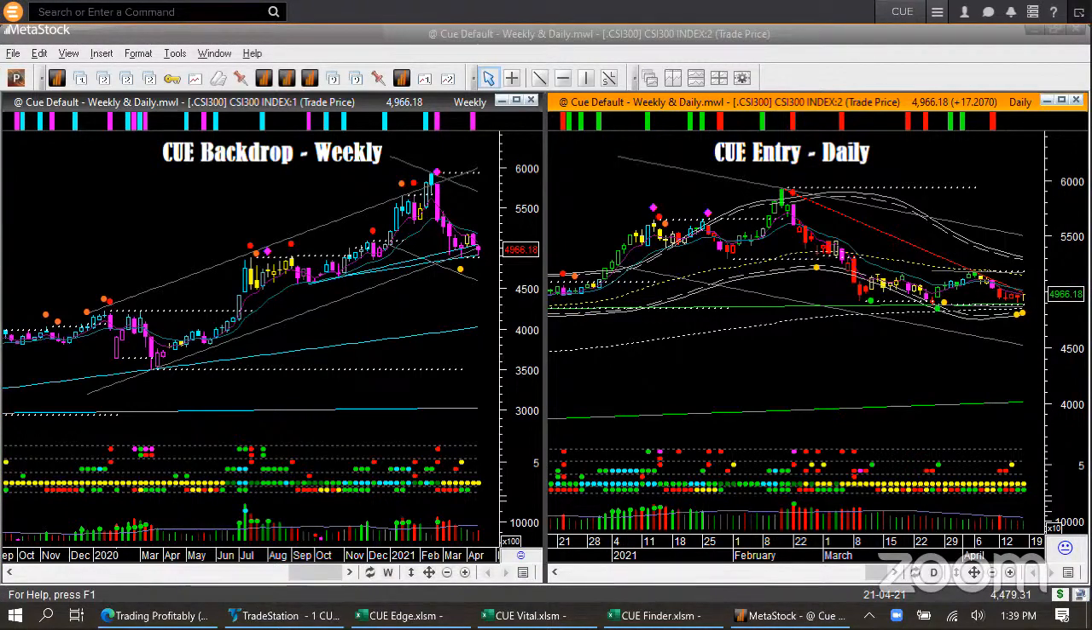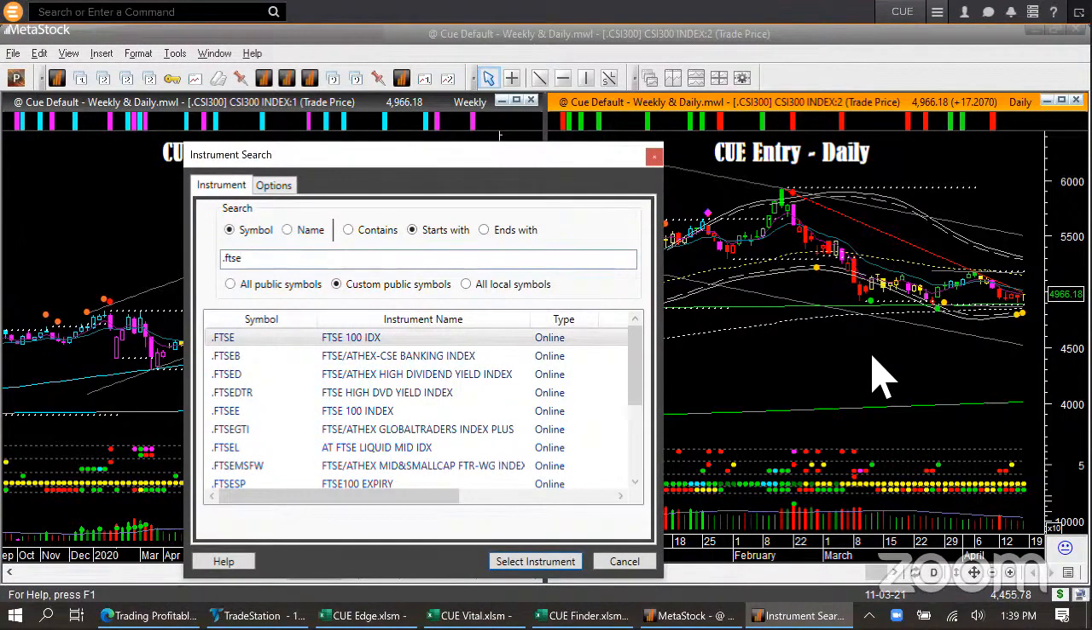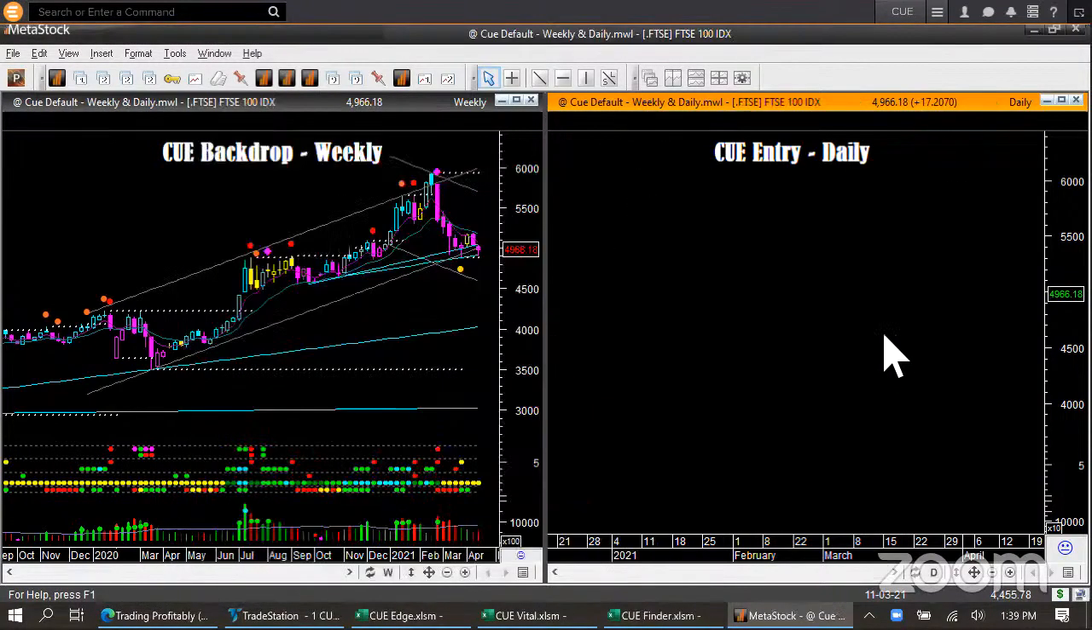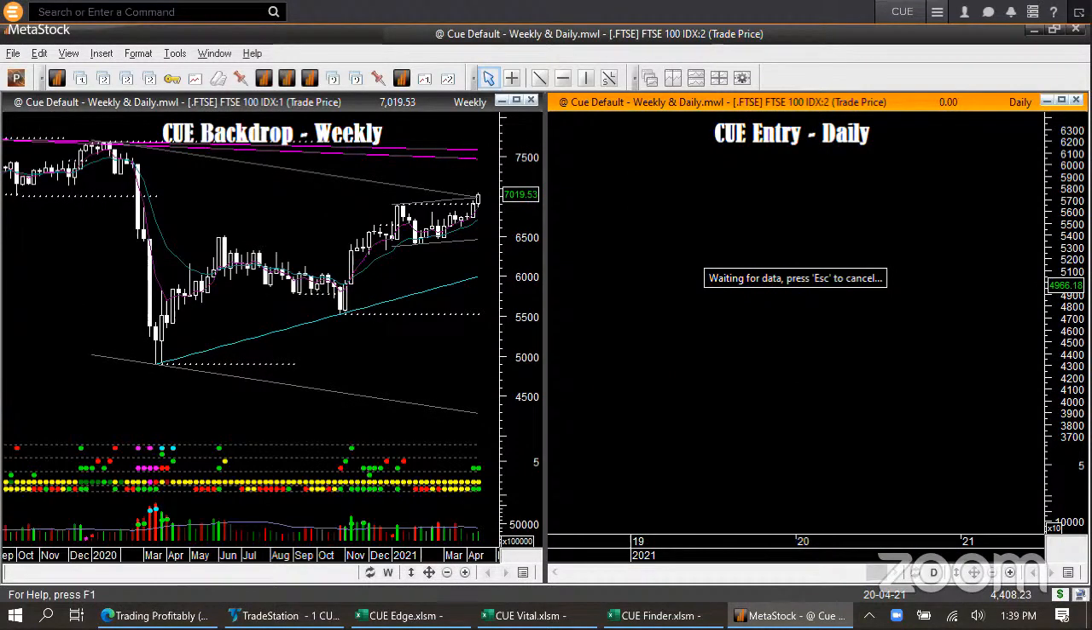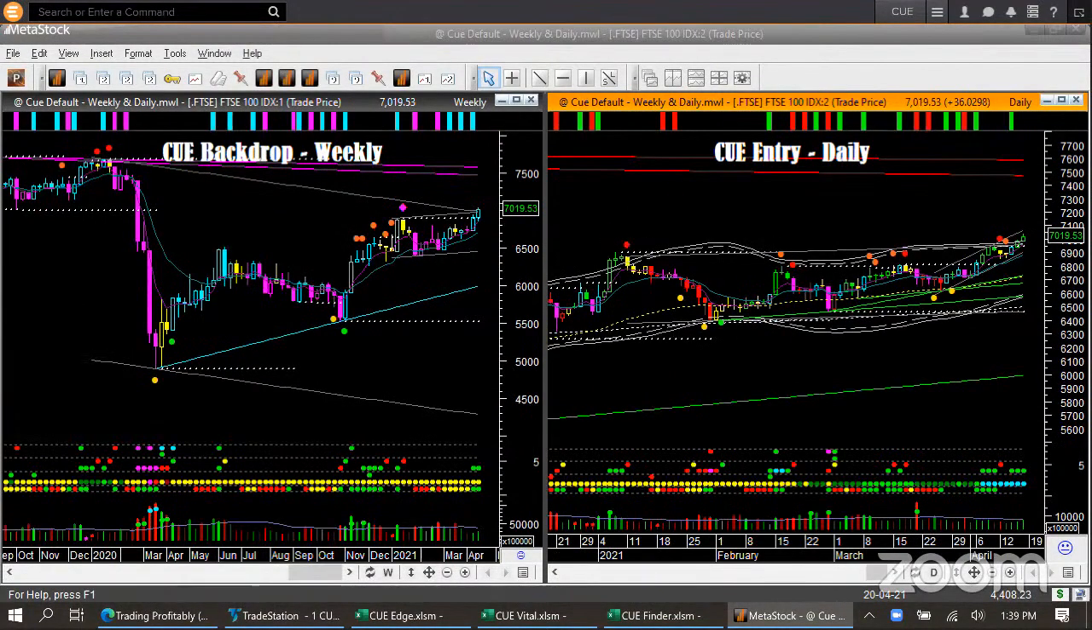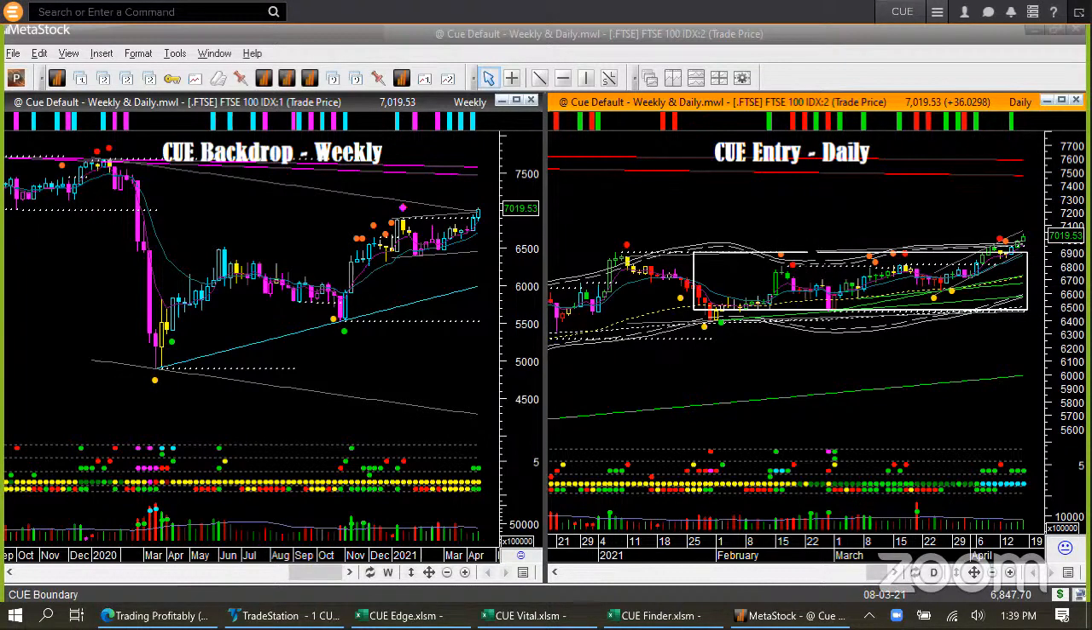Let's now look at the UK's FTSE index. The UK's FTSE was moving inside a range. In this case, the range was bound by watermark resistance at the top and both watermark support and trendline support at the bottom.